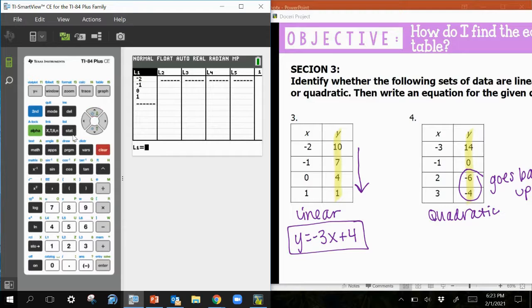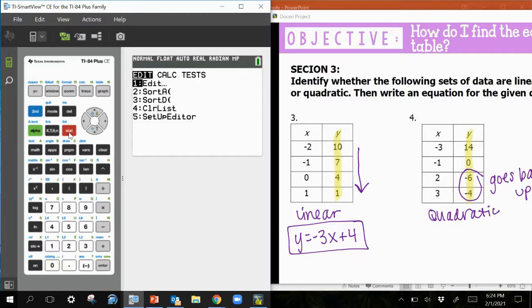We'll clear out these numbers. We have -3, -1, 2, 3, 14, 0, -6, -4. Once you have those in, you're going to press stat again, go over to calc, but since we said this was quadratic, this time we're going to press 5, quad reg. Instead of linear, we're going to do quadratic regression.